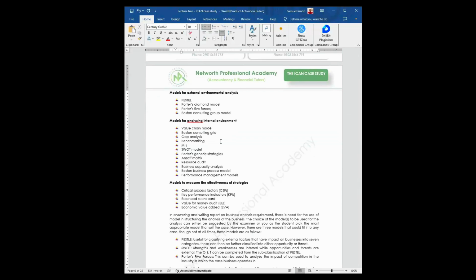We have the value chain model, BCG grid, gap analysis, benchmarking, the aims, the marketing, the money, the machine, and all that. We have the SWOT model. We have Porter's generic strategic model. We have lots of these models.